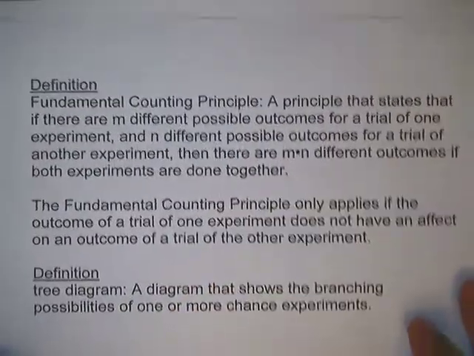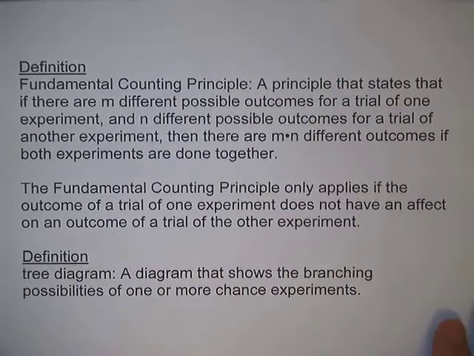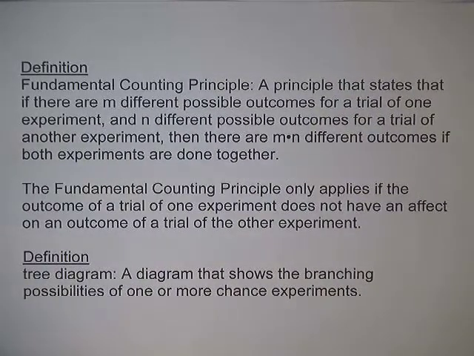Like I said, this is an example to motivate the fundamental counting principle, which states that if there are m different possible outcomes for a trial of one experiment and n different possible outcomes for a trial of another experiment, then there are m times n different outcomes if both experiments are done together. And the fundamental counting principle only applies if the outcome of a trial of one experiment does not have an effect on an outcome of a trial of the other experiment.